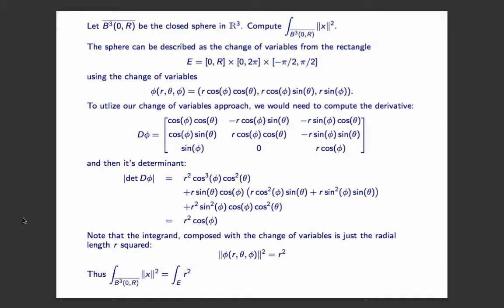So the integral over the sphere of the norm squared is equal to the integral over my rectangle of r squared times, sorry, I'm missing here a r squared cosine phi. That should be right there. Now I have it here, that's why this r became r to the 4th power. And here I expanded my rectangle into my nested calculus 1 style integrals to get 4 pi r to the 5th over 5.